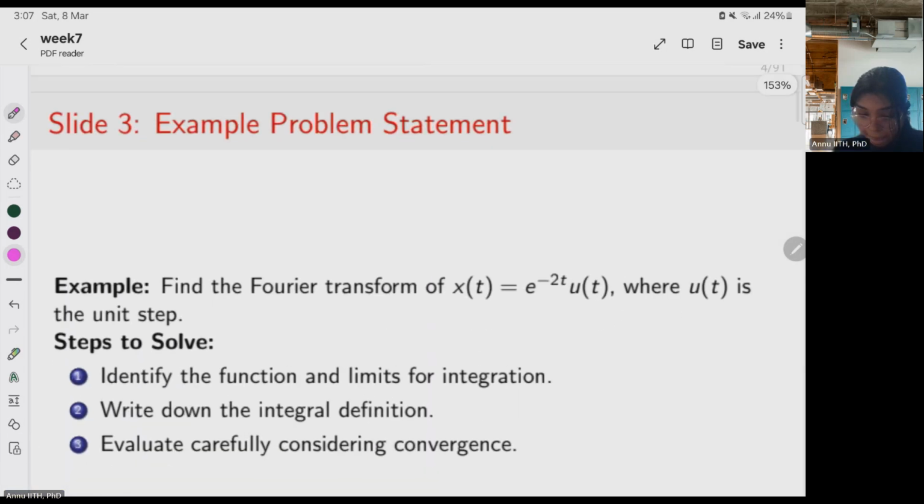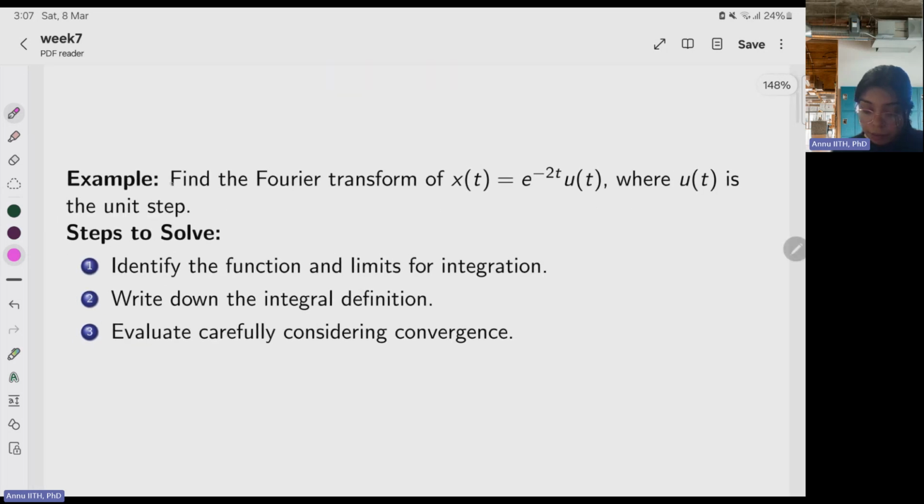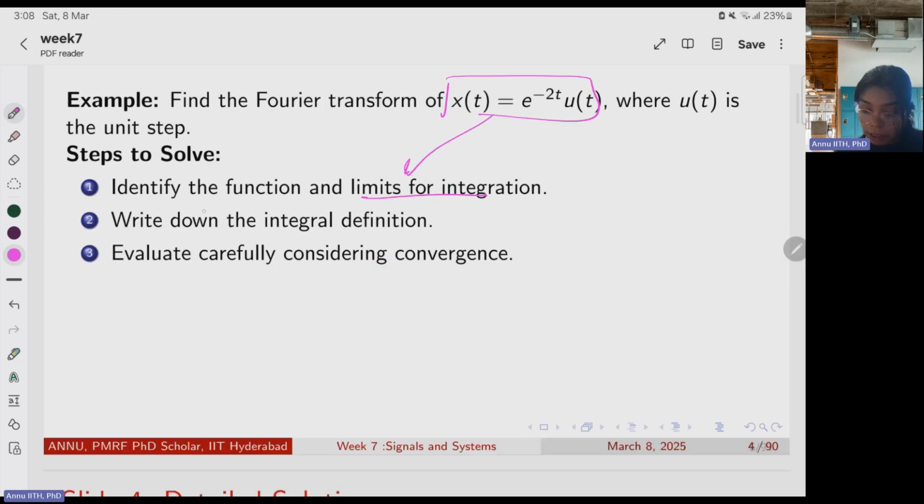Okay, so for example, you have the question in your mind: find the Fourier transform of x(t) = e^(-2t) u(t), where u(t) is a unit step function. As we know, we have to just put in the formula. We identify the function and limits of integration, write down the integration function, and evaluate carefully, considering the convergence.